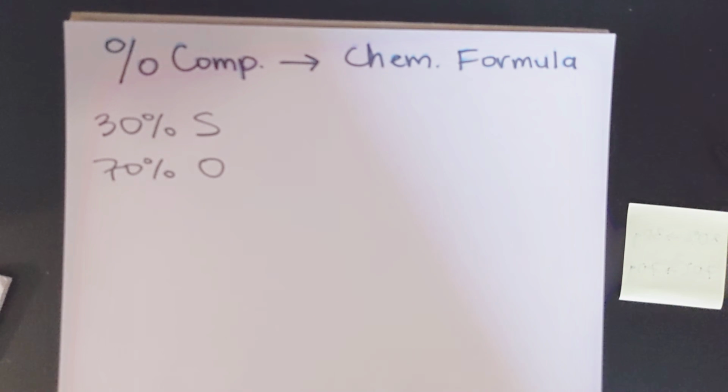I'm going to work a percent composition to chemical formula problem. And in this example, we are working with a compound that contains 30% sulfur and 70% oxygen. To do this, there are 4 steps.